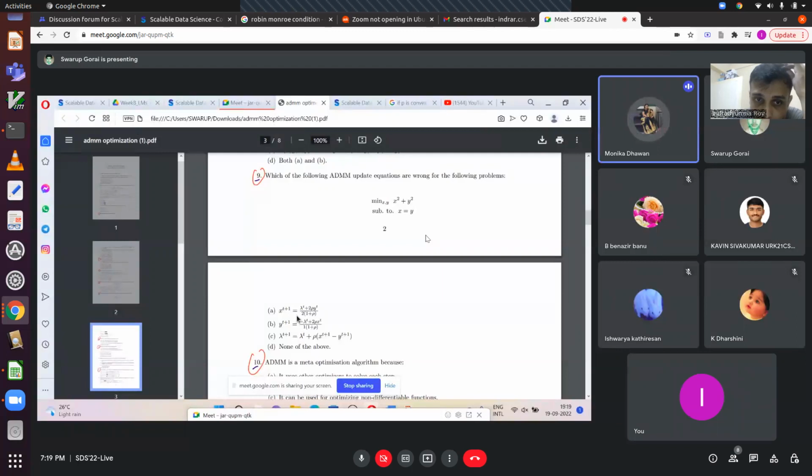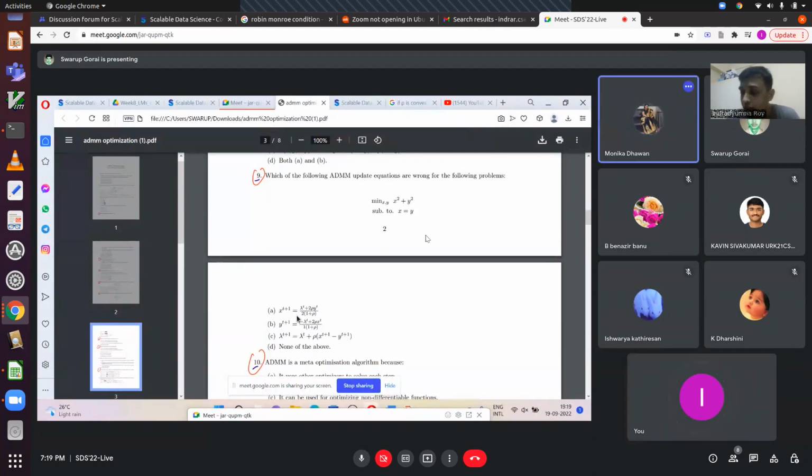So let's write the equation. Plus y square plus lambda times x minus y. Is it clear, sir? Plus rho, I have to write rho by 2. Rho by 2, right? Okay, so let's go line by line. Your first line is x square plus y square plus lambda x minus y plus rho x minus y whole square upon 2. No, just consider it rho for now.